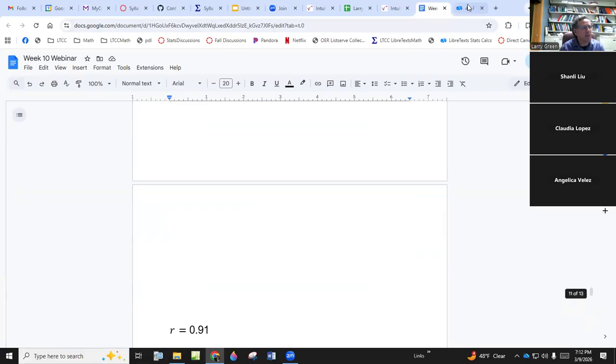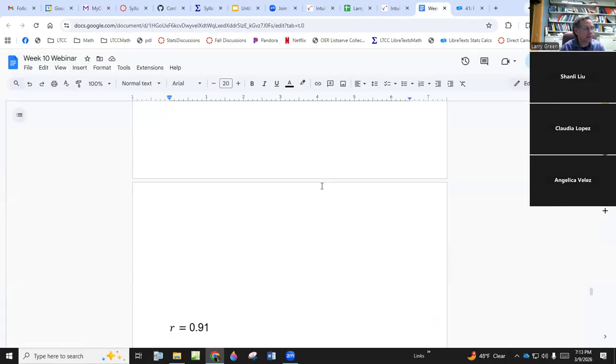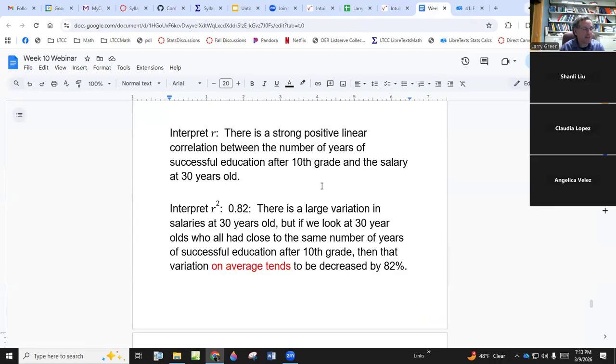And then, by the way, if we look here, our p-value is small enough, it's very small. There is strong statistically significant evidence to conclude that there is a correlation between number of years taken in education after 10th grade and salary at age 30. Does not mean everyone makes a lot of money if they've had a lot of education, but there's a good, strong correlation. Have I lost anyone?